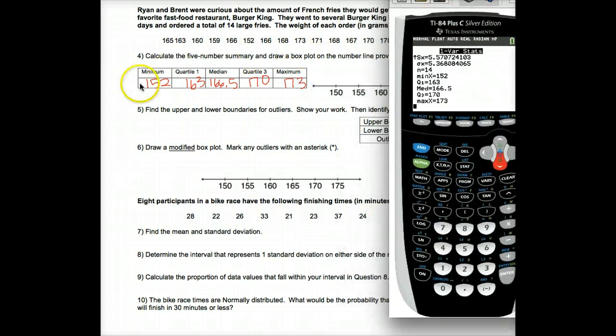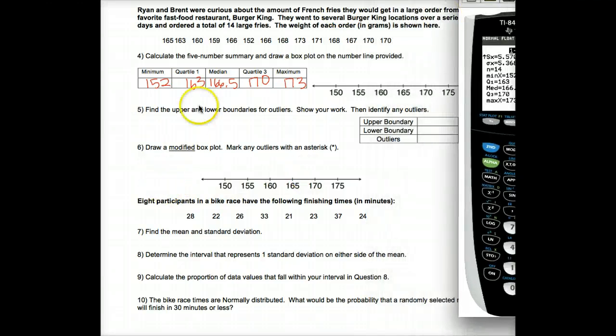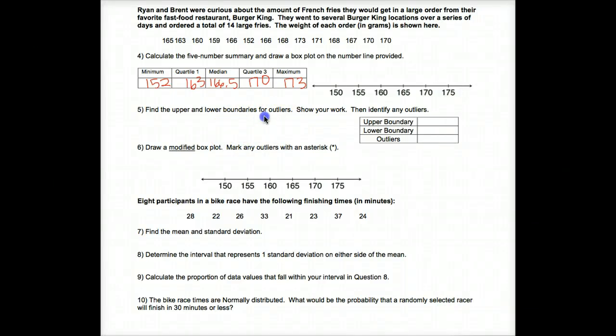So remember, on a regular box plot, all you do is make the min and the max your dots that make the whiskers. Q1, median, Q3 become your box. If it asks for a modified box plot, which it does in number 6, remember, that means you have to exclude outliers. So we're going to look at outliers in number 5. The formulas for outliers are on the upper boundary Q3 plus 1.5 times the IQR. For the lower boundary, it's Q1 minus 1.5 times the IQR.